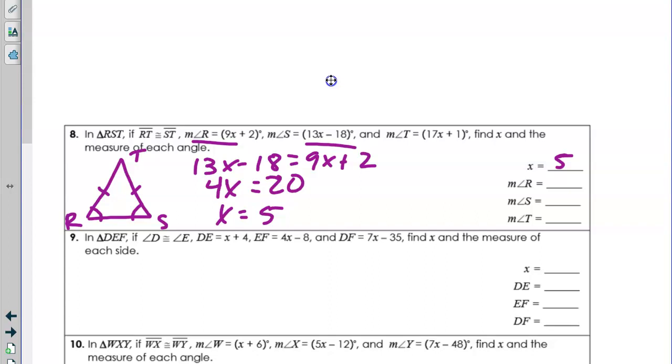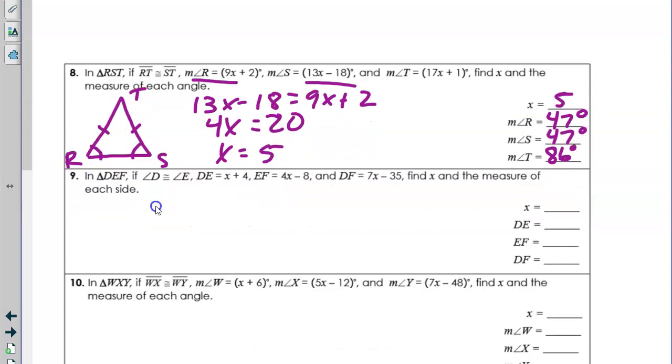Alright, so now we got to plug it in. So what would the measure of angle R be? So 9 times 5 plus 2. Good. Angle S we know should be the same, but go ahead and plug it in, make sure we did it right. So now we have 13 times 5 minus 18. 47, good. And then angle T, 17 times 5 plus 1. Alright, any questions on number 8?